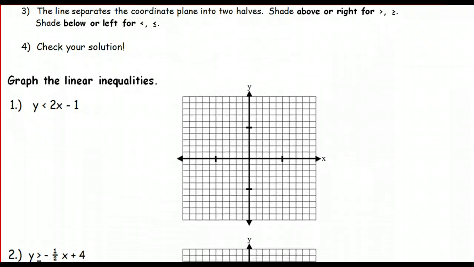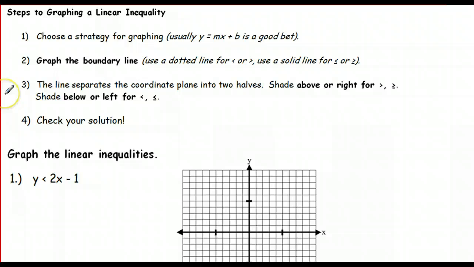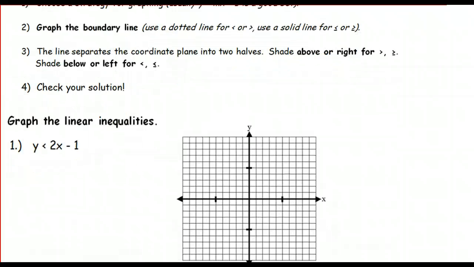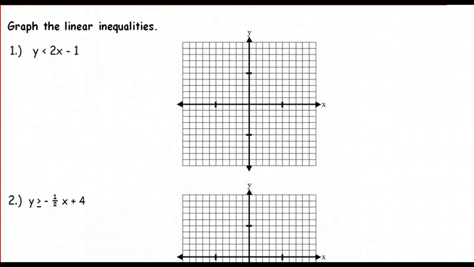So let's go ahead. You can look at the steps to graph the linear inequality. You don't have to. Again, this is repetition from what we did yesterday. You always want to start by graphing your line, your boundary line. You're going to use a dotted line or a solid line. And then you're going to decide which area to shade. So let's look at number 1. It says graph the linear inequality. y is less than 2x minus 1.